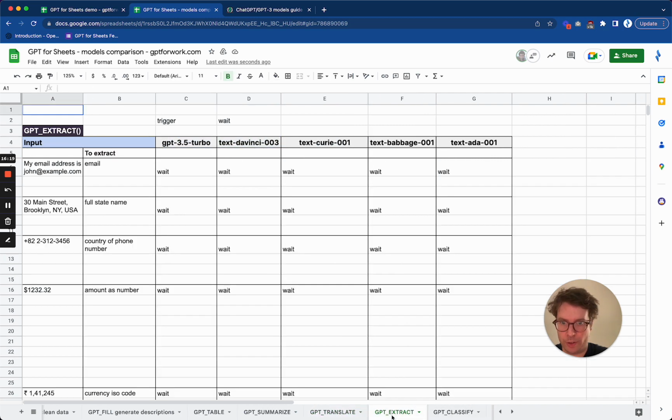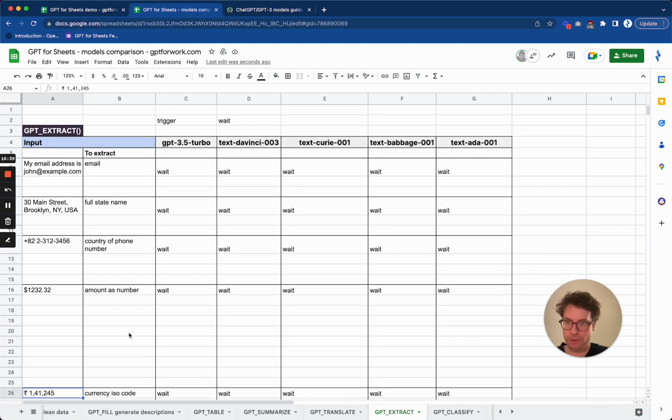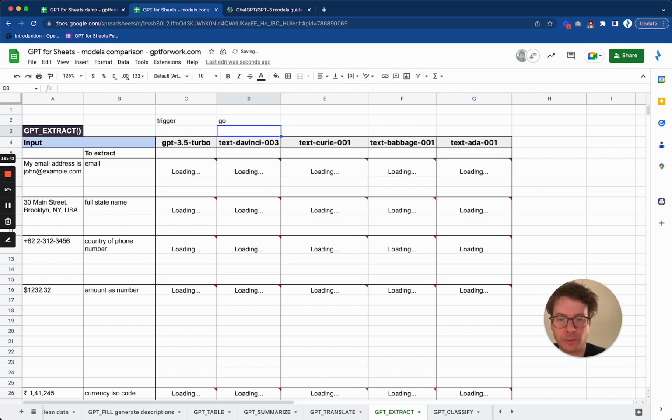Okay, now let's move to extraction tasks. So here I will extract the email address from this sentence, the full state name from this address, the phone number, the country from this phone, the amount as a number from this currency amount, and the currency ISO code from this currency amount. Let's see what the results are. Let's go.